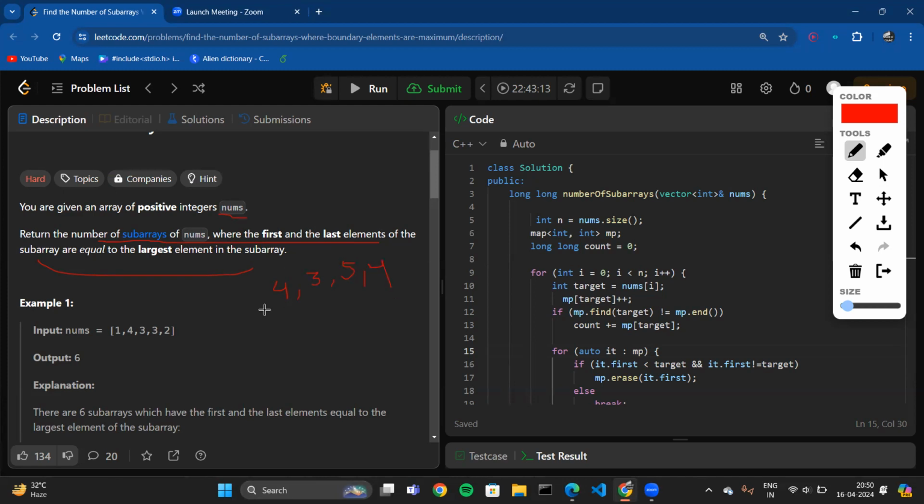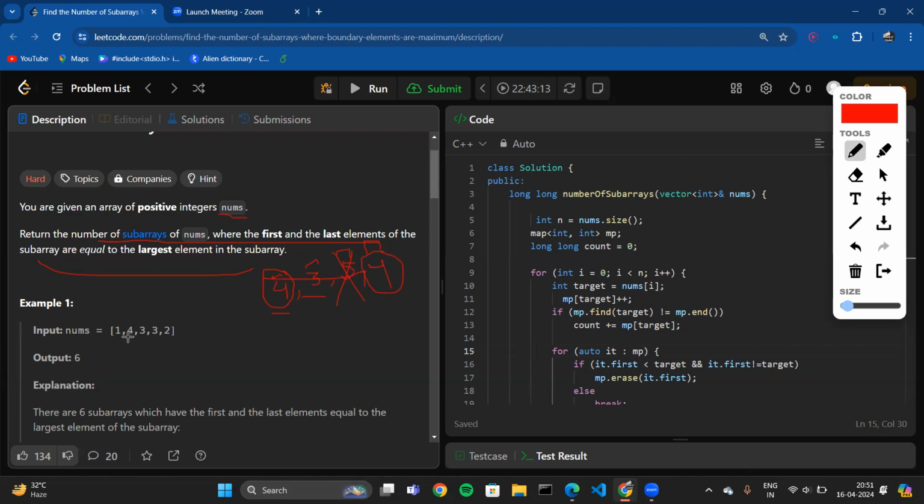4. So this subarray: 4 is a valid subarray, 3 is a valid subarray, 5 is a valid subarray, 4 is a valid subarray. Apart from those single-element subarrays, I can take those subarrays whose ending and starting point are the same, but there should not be any element bigger than them between those two same elements. So this subarray I cannot pick.